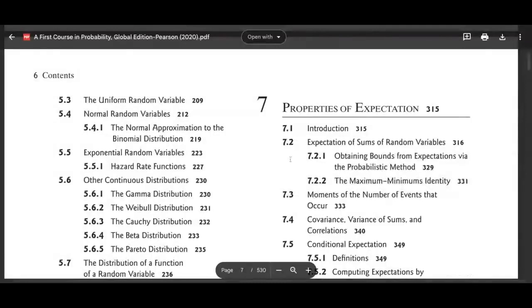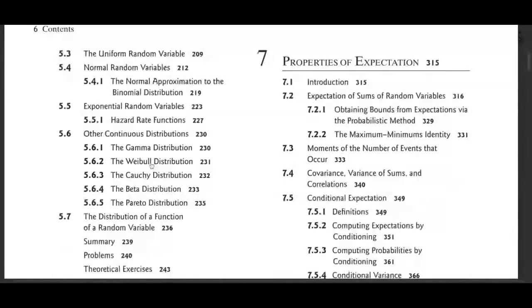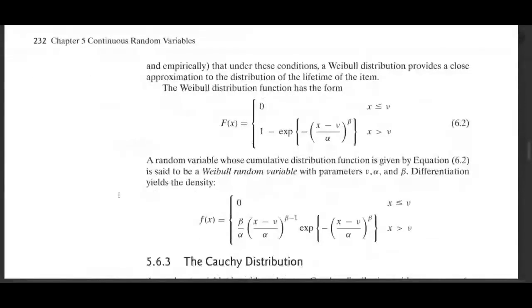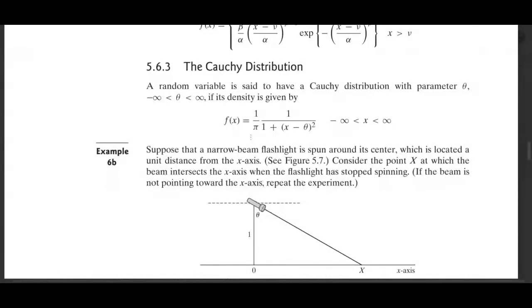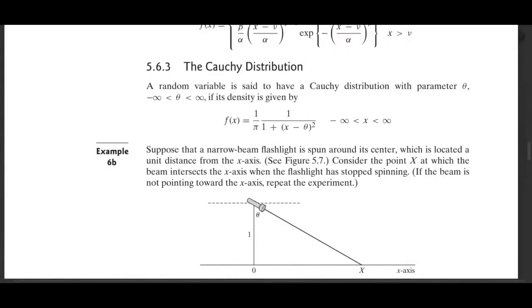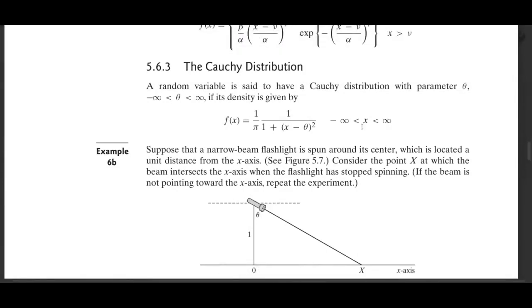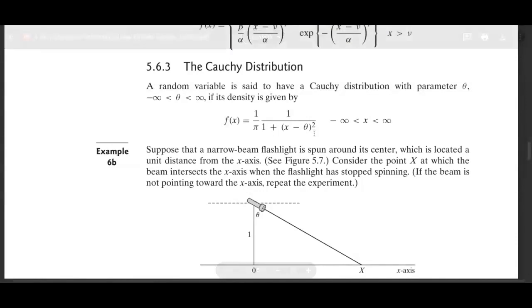We're going to skip the Weibull distribution. Let's go to the Cauchy distribution. The density function is given by this, and x can be negative. So this is a special one: the Cauchy random variable can be negative, going from negative infinity up to positive infinity. It is 1 over pi times 1 over 1 plus (x minus theta) squared.